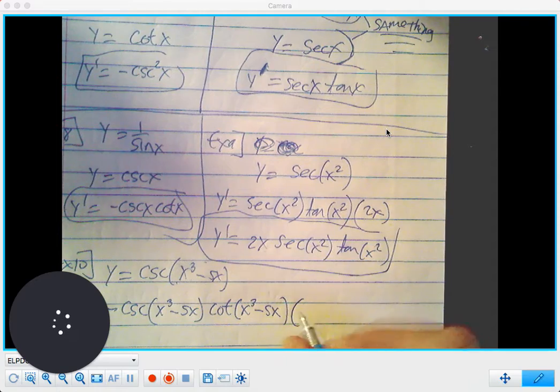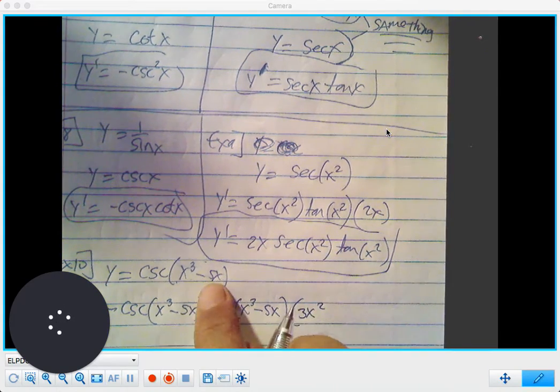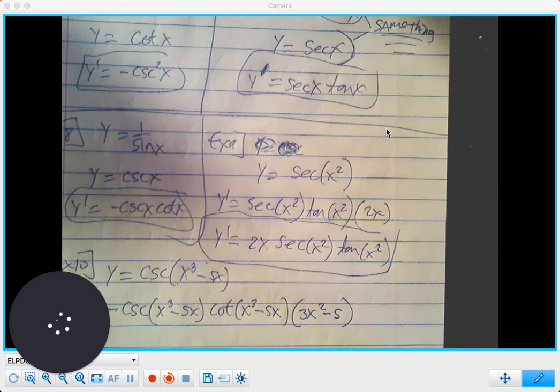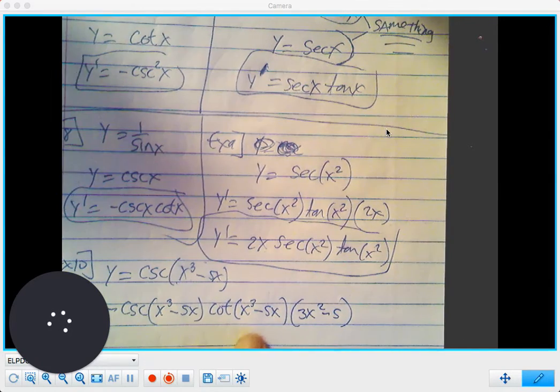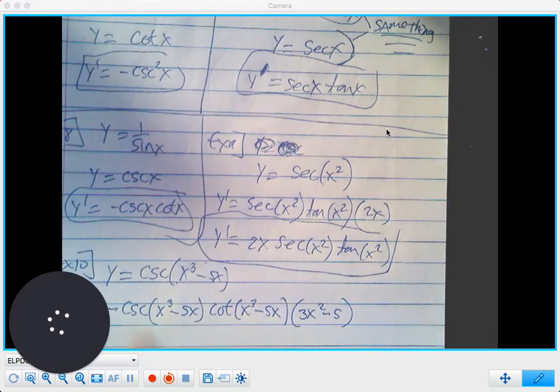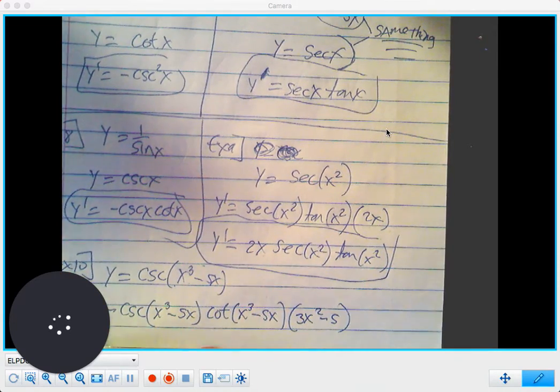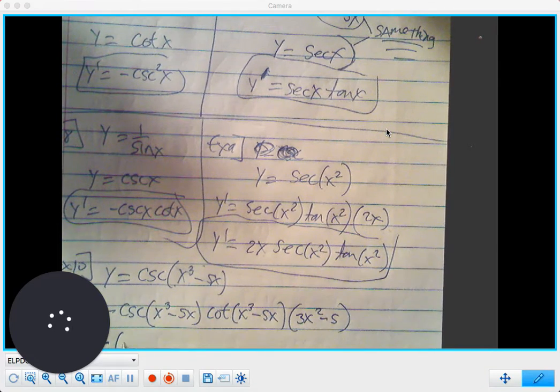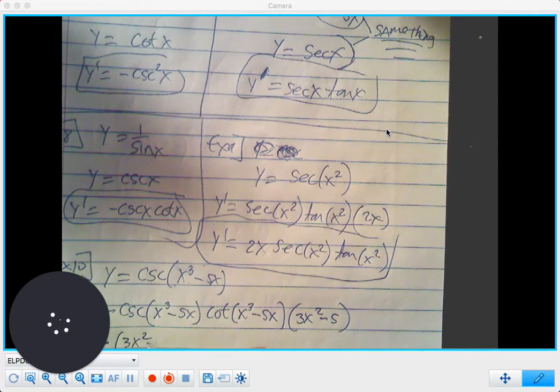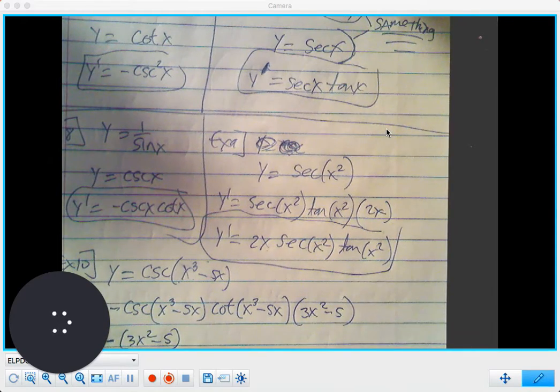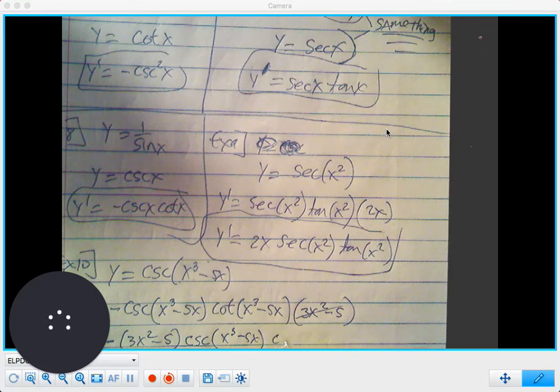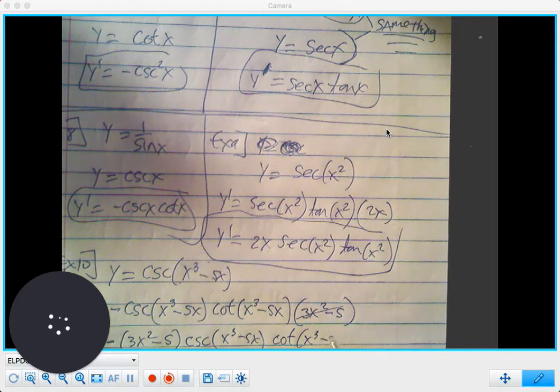The derivative of x cubed would be 3x squared, and the derivative of negative 5x is negative 5. Okay? Again, we don't like to have this because it looks kind of weird or confusing, so we bring this to the front. But look at this one. You see how this one has a negative, so you put the negative outside, and then you put the parentheses. So 3x squared minus 5, and then you copy the whole thing besides that. So cosecant, sorry, x cubed minus 5x, and then cotangent x cubed minus 5x.